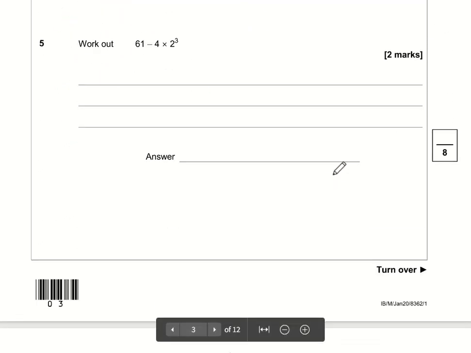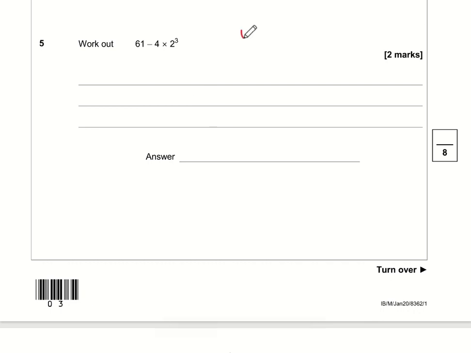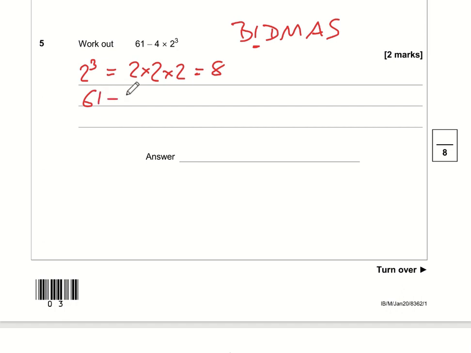And question number 5, this is testing our understanding of BIDMAS. So first of all, well, there are no brackets, but we do have some indices, 2 cubed. So 2 cubed means 2 times 2 times 2, which is 8. So the question is now 61 minus 4 times by 8. So we have multiplication and subtraction. Multiplication comes first, 4 8s are 32, so it's 61 take away 32, so that is the final calculation.